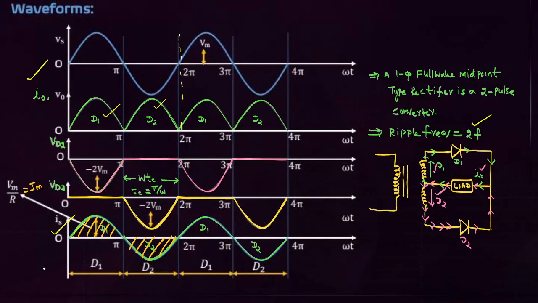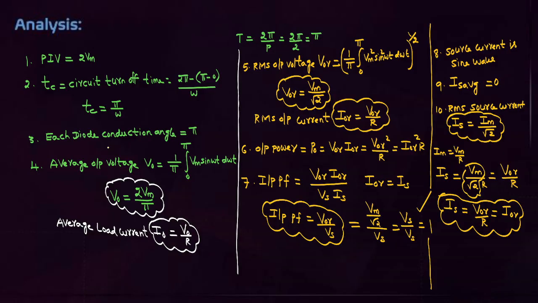Source current waveform is sinusoidal. This is the output voltage waveform. This is the source current wave. Then finally, analysis is important. Peak inverse voltage is 2 Vm.